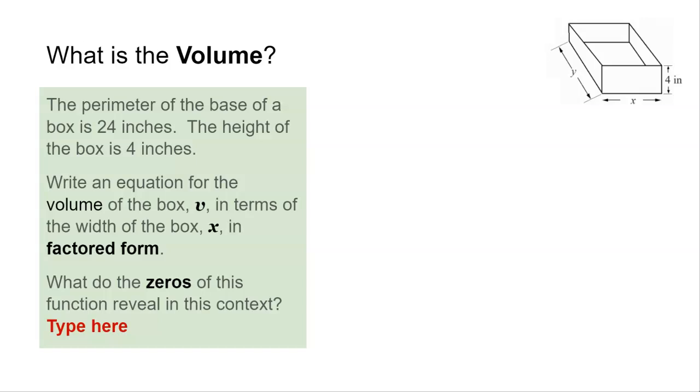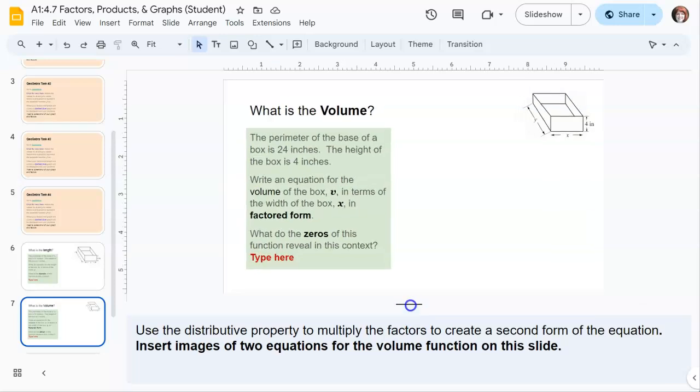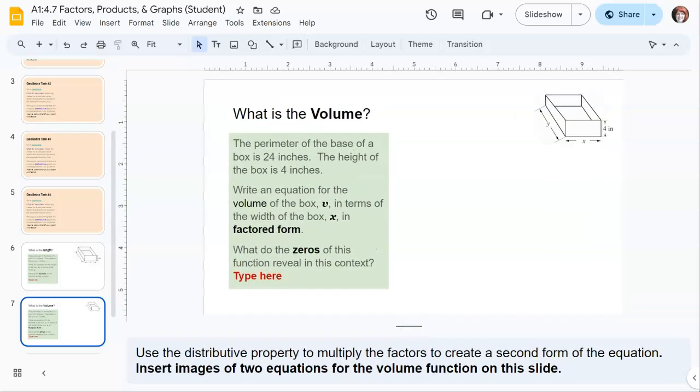Now here's the thing, they shouldn't multiply this out immediately, but they should multiply it out, because if you look at your notes, and I'm going to go ahead and get out of here so you can see these notes, I do want them to multiply with the distributive property to create a second form of this equation and insert images of 2 equations for this volume. So one of the equations will be in factored form, but the other equation should be in standard form. We haven't named it yet, and we will name it when we get to a future lesson, but I do want to see 2 different equations here.